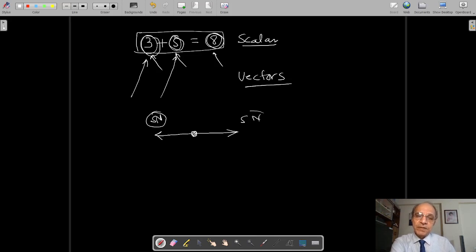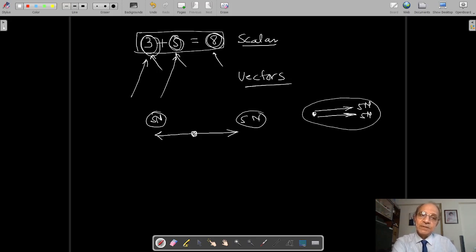So 5 Newton and 5 Newton will not always make 10 Newton, maybe 0 Newton. 5 Newton and 5 Newton will be 10 Newton only in one case, when one 5 Newton force is in this direction and the other 5 Newton is also in the same direction. Then the total force on this object would be 10 Newton. That means, what is the total resultant, the total effect of the two? In this case the total is 10, whereas in this case the total is 0. That means it depends on the direction in which the force is being applied.